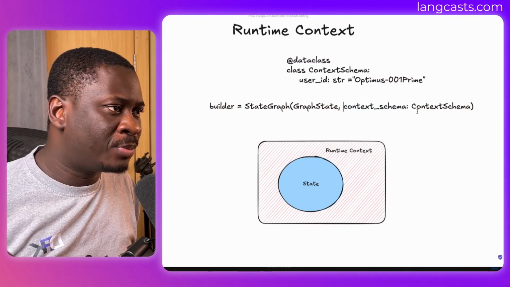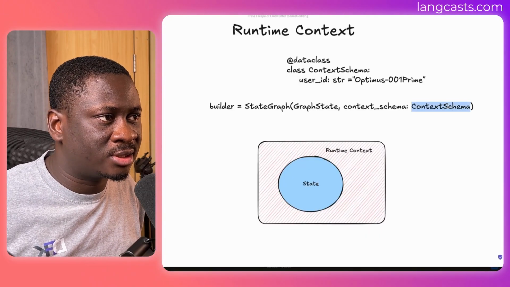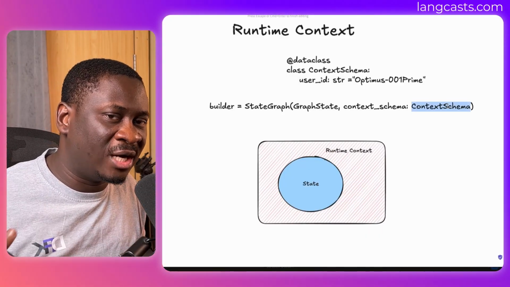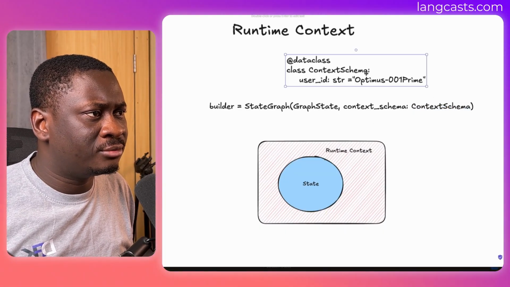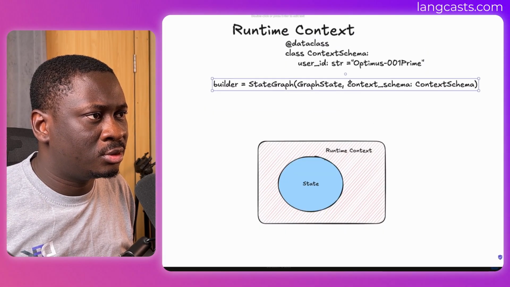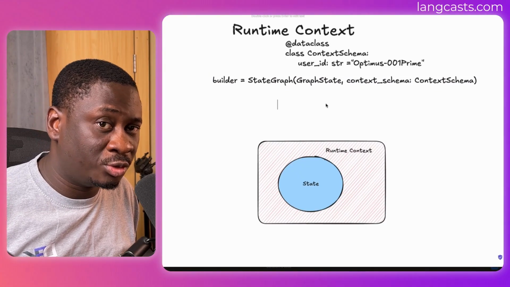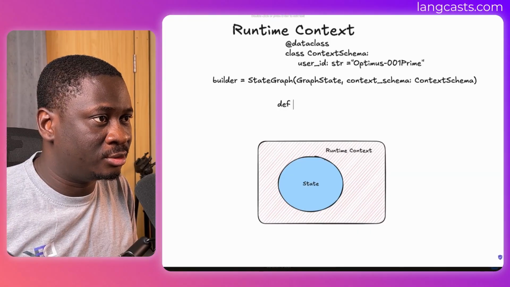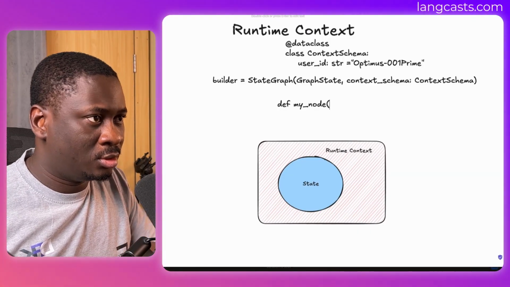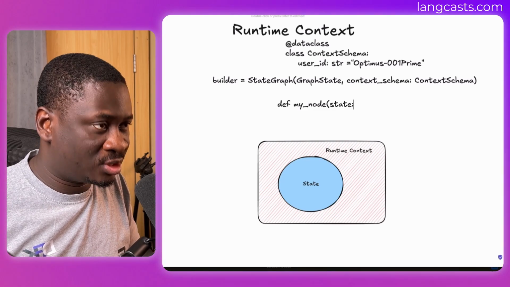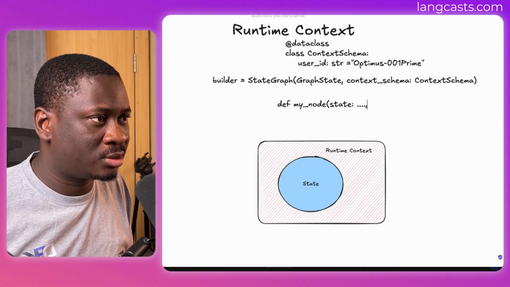Okay, so you pass in context schema and you pass in your context schema class, so the graph is aware that you want to use context schema. And then once you have this set up, you can have access to your context schema inside your nodes. So let's say you define a node, say my node. The first argument will be your state, definitely. So that will be your state class.